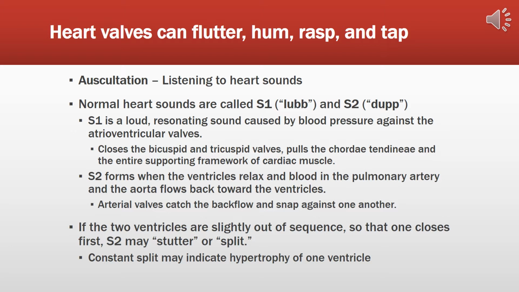If the ventricles are slightly out of sequence, such that one closes before the other one does, the S2 sound may occur as a stutter or as a split, and a constant split may indicate hypertrophy of one ventricle. Hypertrophy is when an organ or part of an organ increases in size or volume, and usually when this occurs in the heart, it might point towards some other problem that a person may be having in other parts of their cardiovascular system.